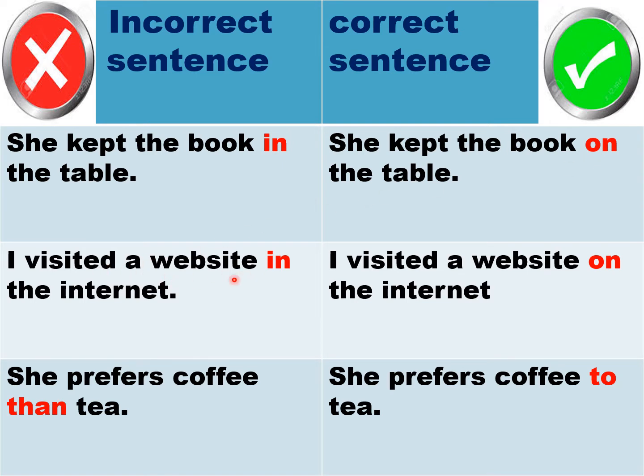I visited a website in the internet. Instead of in, we must use the preposition on. I visited a website on the internet is correct. She prefers coffee than tea. Some comparative adjectives like superior, junior, prior, anterior, posterior, prefer should be followed by to instead of than. Instead of than, we must use to. She prefers coffee to tea.